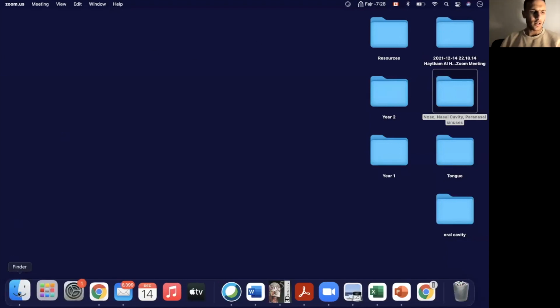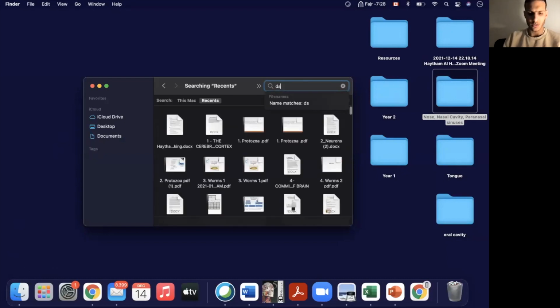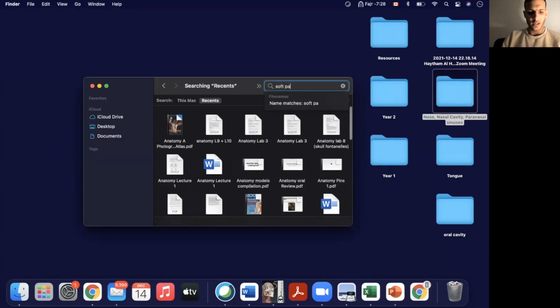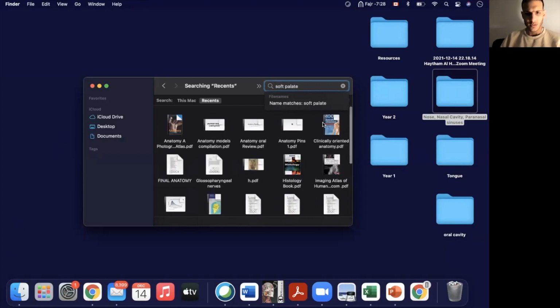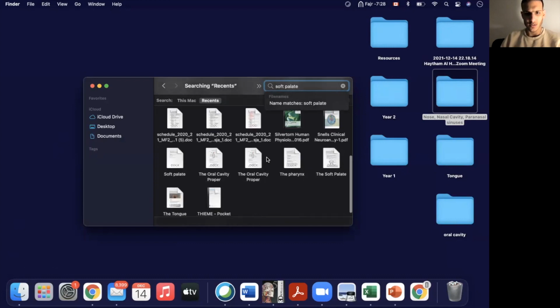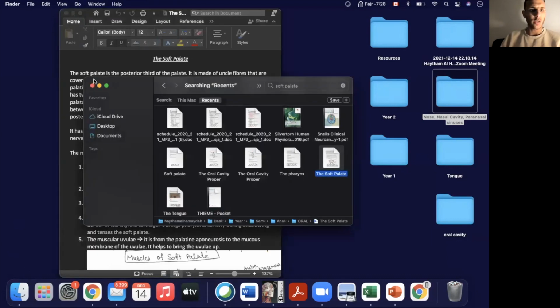Welcome back. I just want to, what is it called? Soft. We're going to do the soft palate today. The soft palate is, where is it? There we go. Okay, these are my notes related to the soft palate.